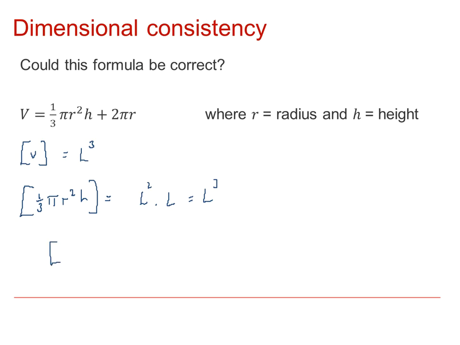But if we then consider the 2 pi r, then this time the dimensions of that are simply L. So we've got an inconsistency here. Two parts of the equation have got dimensions L cubed, but the third part has dimensions just L. So therefore that formula can't possibly be correct.